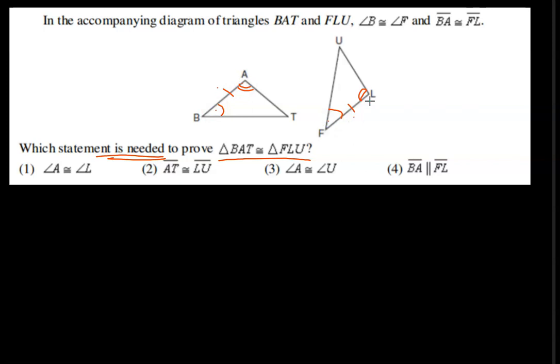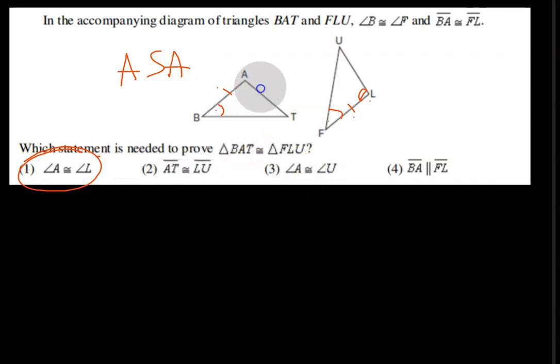Let's make sure A is supposed to equal L, though. In the picture, in the triangle BAT, A comes second, and in FLU, L comes second. So they're supposed to be equal. And if they were equal, you could say angle side angle. So I know that's true. Let's check the others, though, just to make sure.